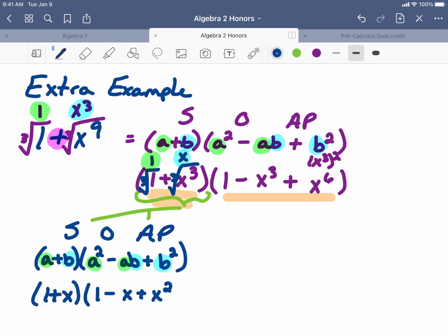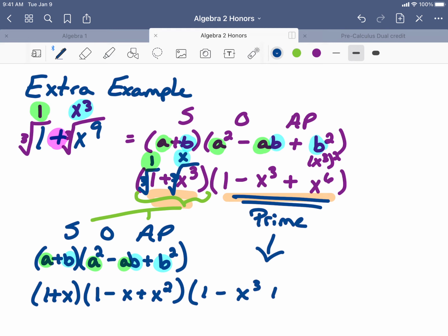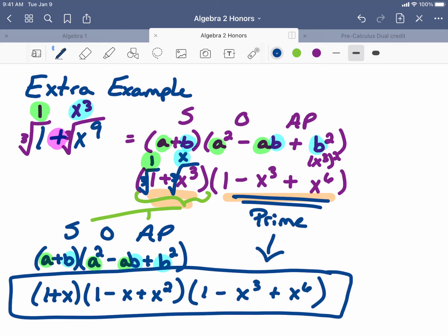Now, be careful. Remember, this one was prime. This means I can't do anything with it, so I have to make sure I drop it down. So it's going to be part of my answer. I'm going to have 1 minus x to the 3rd plus x to the 6th. I close my parentheses. This is what I would have to enter in my answer.